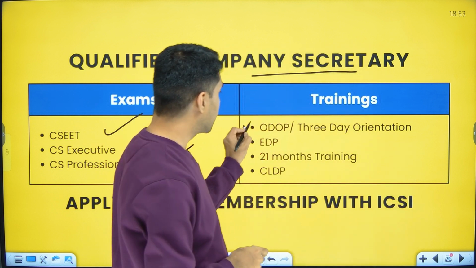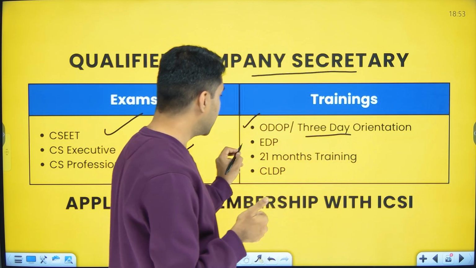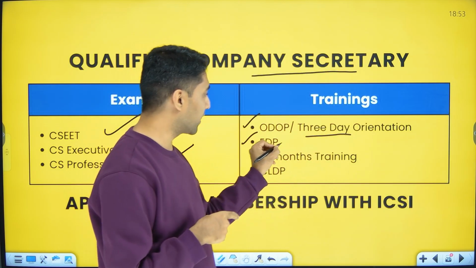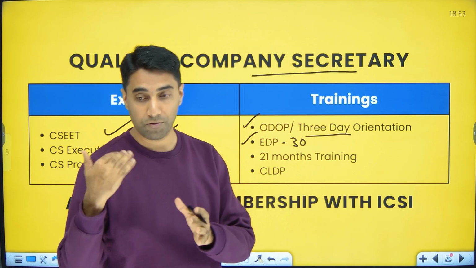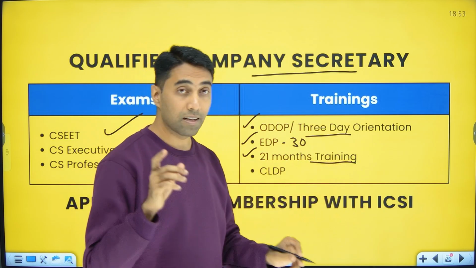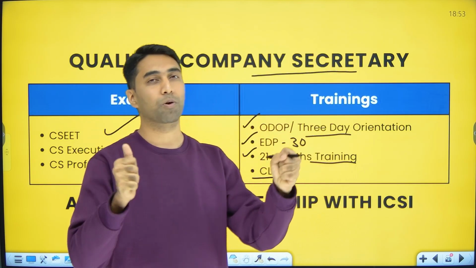Then the trainings are OD, OP, 1-day orientation, and now it has become the 3-day orientation program. EDP, this is what I told you, after the executive program, you have EDP, which is again 30 days: 15 days online, 15 days physical, face to face. There will be a classroom. Then 21 months training under a company secretary, and the corporate leadership development program.